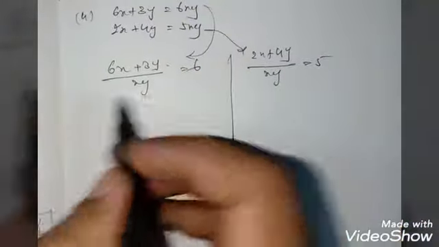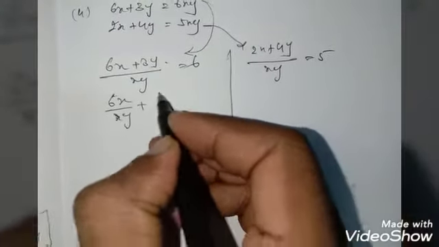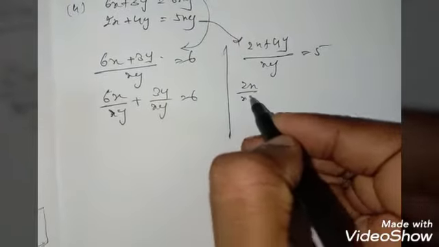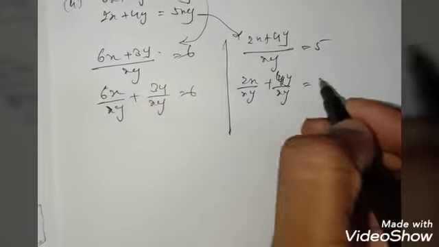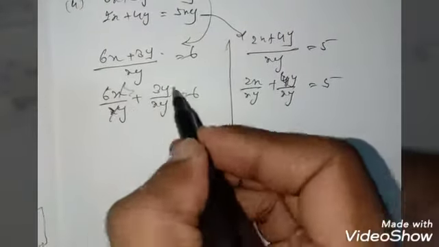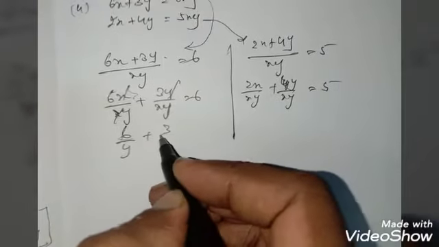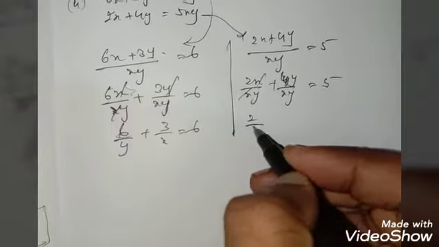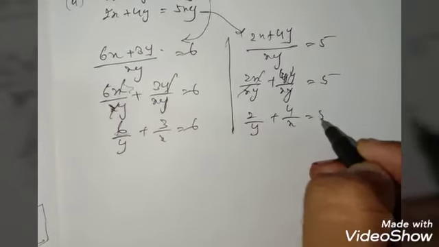Right. Now split the terms. You will get 6x by xy plus 3y by xy is equal to 6. Here 2x by xy plus 4y by xy is equal to 5. So in this, x terms will be cancelled, y terms will be cancelled. You will get 6 by y plus 3 by x is equal to 6. Here also you can cancel x terms. You will get 2 by y. In this, y terms will be cancelled. 4 by x is equal to 5.